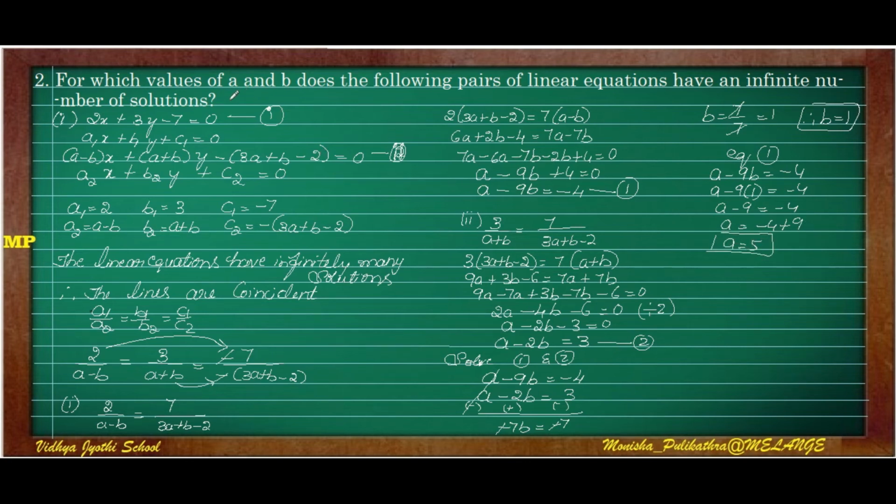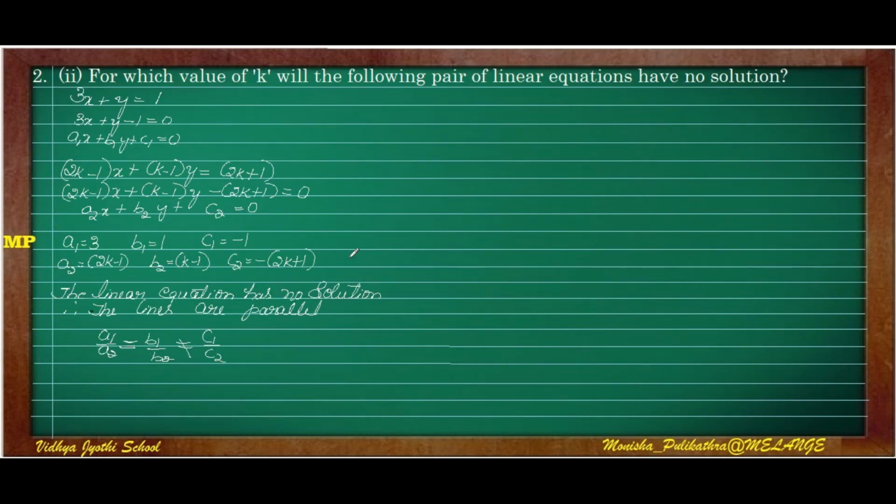So they have asked us to find the value of a and b. Here a is equal to 5 and b is equal to 1. So this is the way of doing this. I hope you understood. Moving on to the second question.